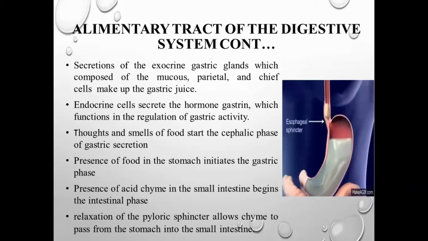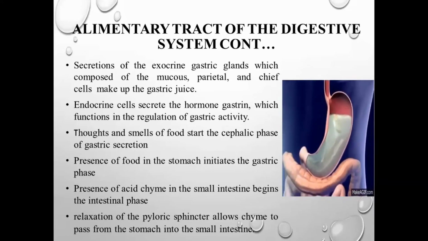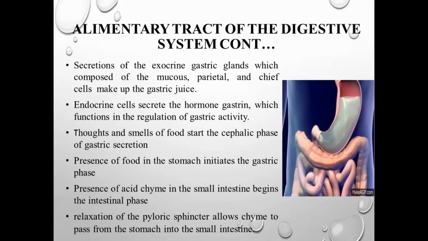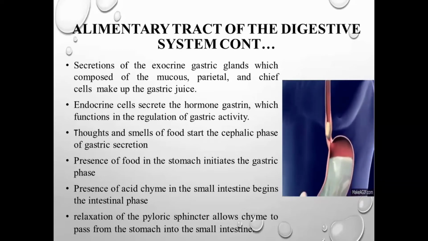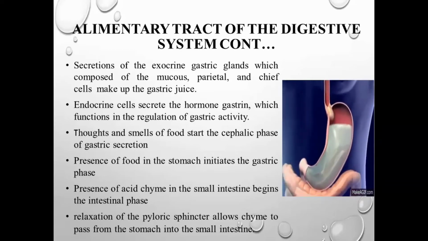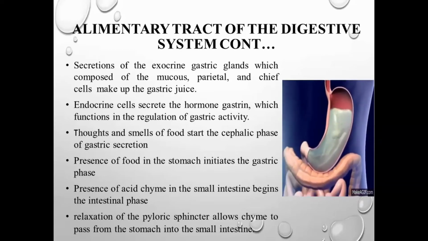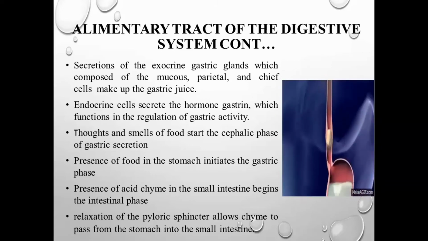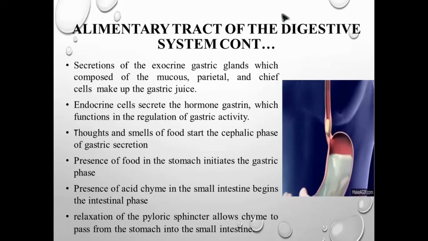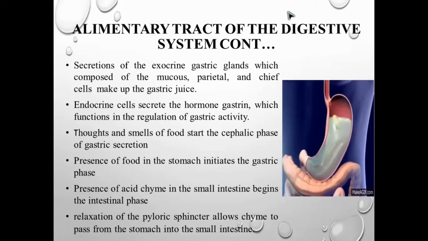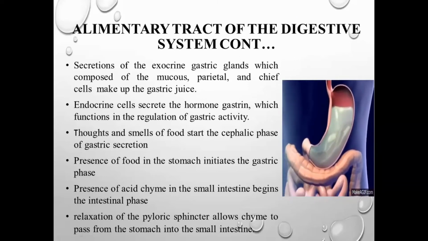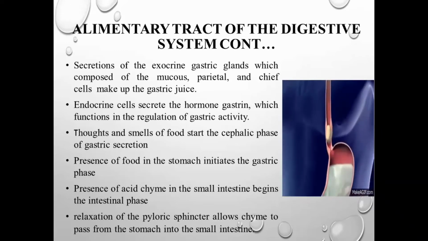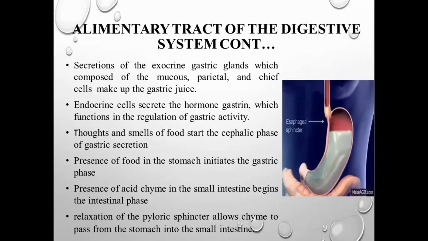So while thinking about or smelling delicious food, immediately the salivating reflex starts, and the secretion of gastric juice also starts. So this is called the cephalic phase. As soon as these gastric juices have been secreted, it stimulates the hunger reflex and makes us take in the food. So this phase is called the cephalic phase.